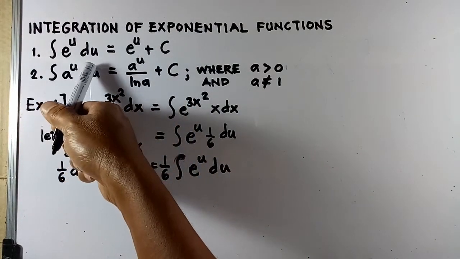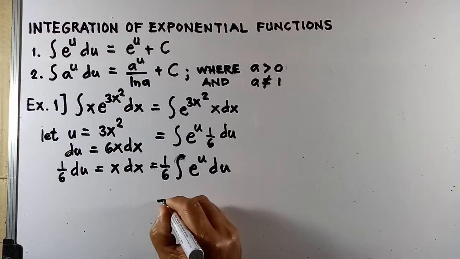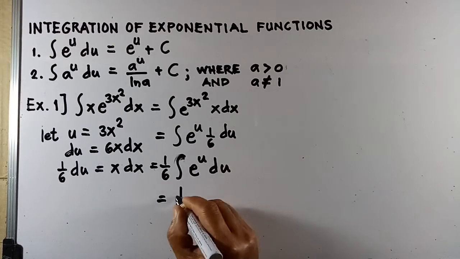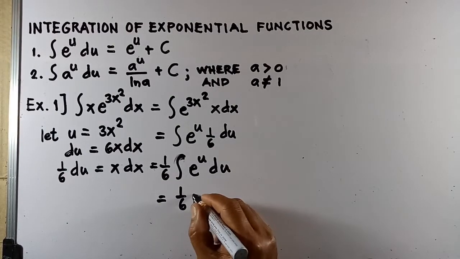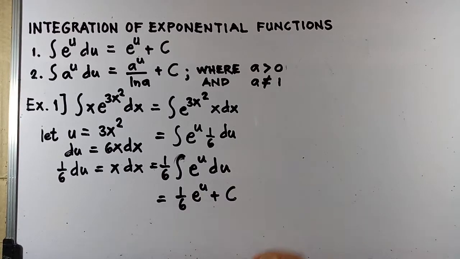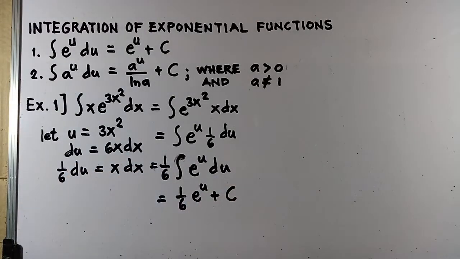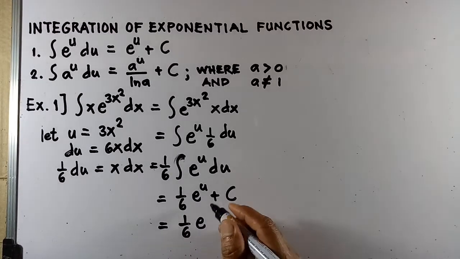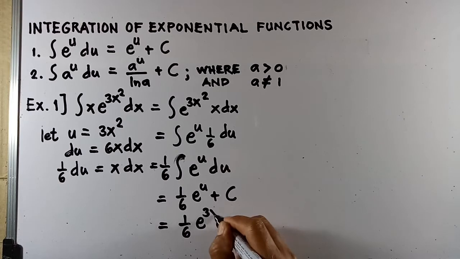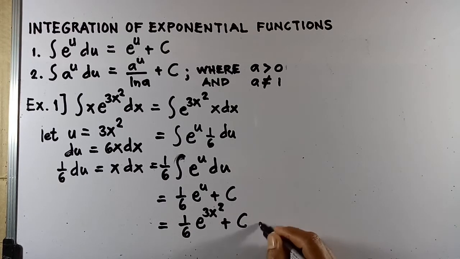At pwede na natin ngayong i-apply yung ating formula. Integral of e raised to u du equals e raised to u plus c. So 1 over 6 e raised to u and then plus c. Kaya rin yung value ng u ay ibabalik natin, 3x squared. So 1 over 6 e raised to 3x squared and then plus c. At ito na ngayon yung ating sagot.